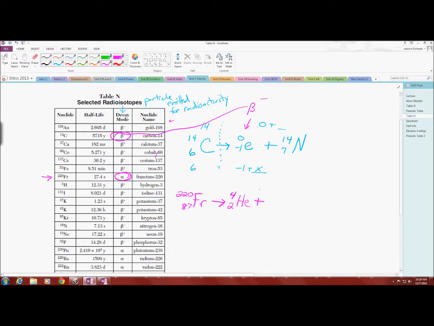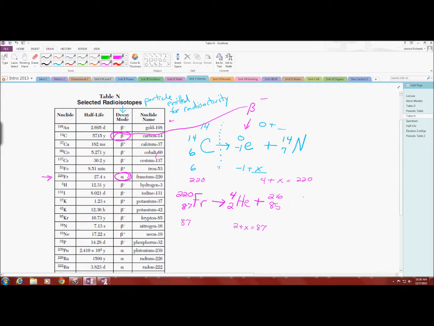And then I need to figure out what francium's turning into. So on the left I have 220. On the right I have 4 plus what? And it has to equal 220. So that's going to be 216. On the left I have 87. On the right I have 2 plus something, and it has to equal 87. So that's 85.